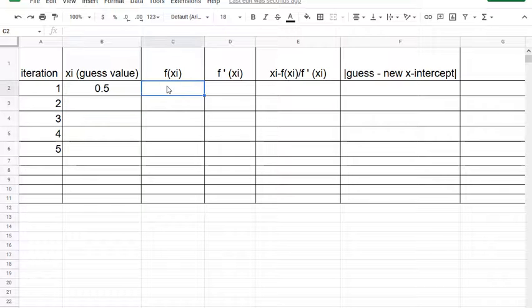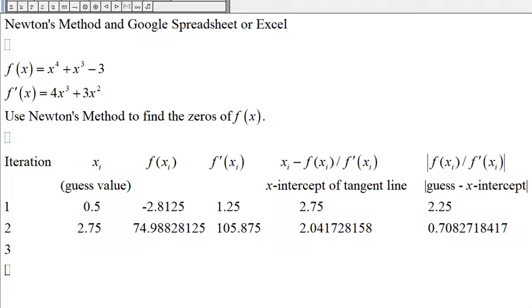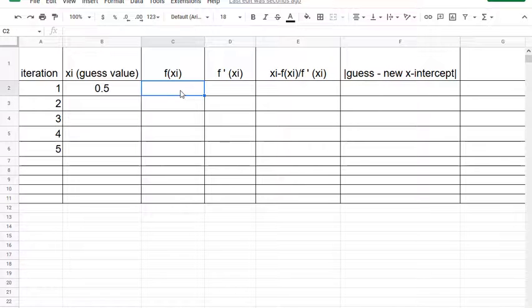And then next, we want the function at 0.5. And so our function is x to the fourth plus x to the third minus 3. And so in the place of x right here, we would put 0.5 and 0.5.